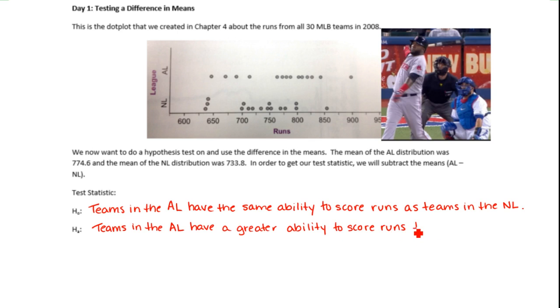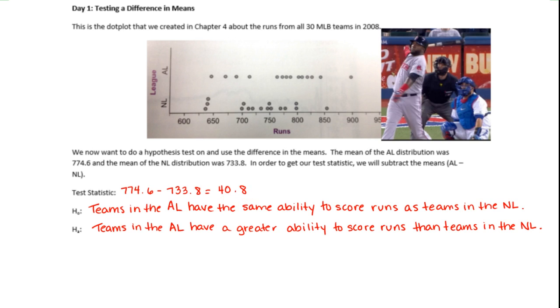Here are the results from 100 trials of a simulation. Each dot represents the difference in means from one simulated season. A negative value means that teams in the NL scored more runs on average than did teams in the AL. So my p-value: I had 40.8, and you can see there are only 4 dots greater than 40. So that would be 4 out of 100, or 4%.